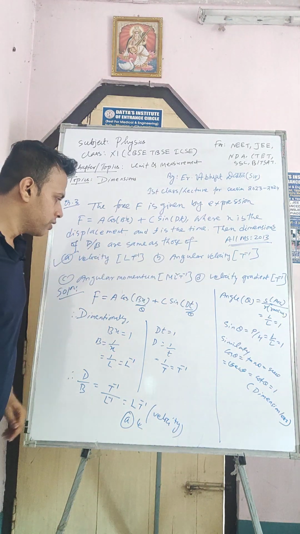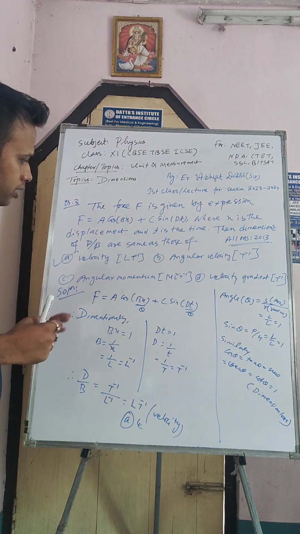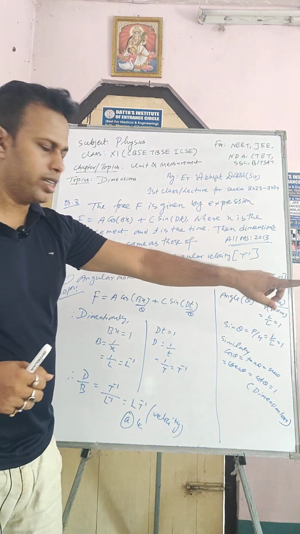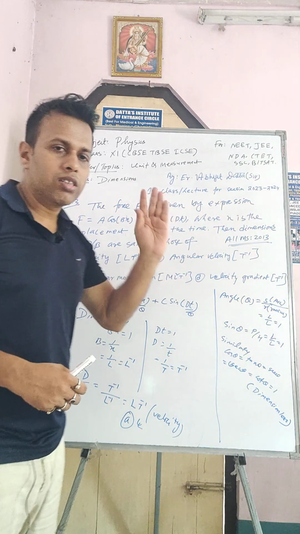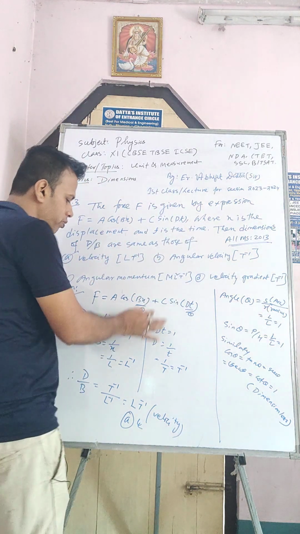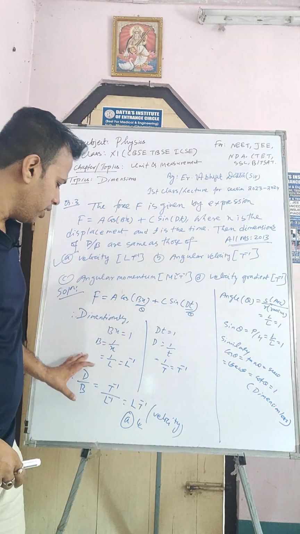So what we learn extra from this previous session question is that angle is always dimensionless, that is 1. Sin theta and all trigonometric ratios are always dimensionless, that is 1. So from that this one will be 1 and this one will be 1, and from that we easily find d by b.